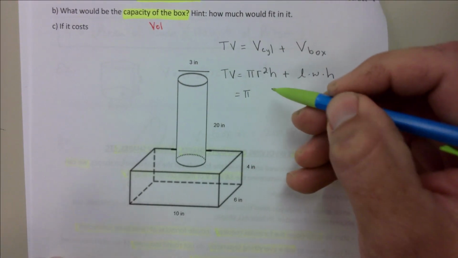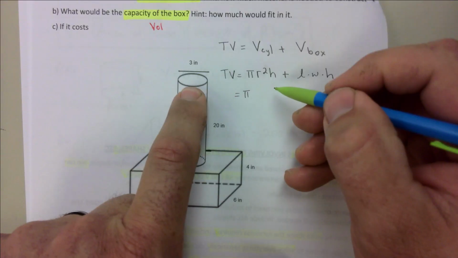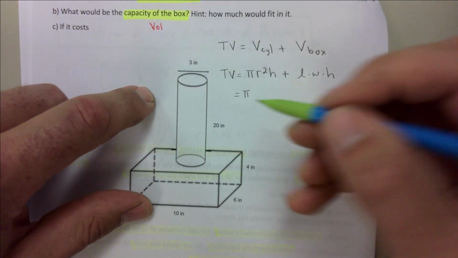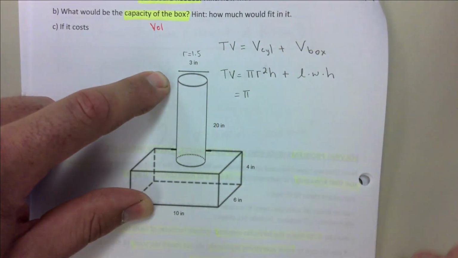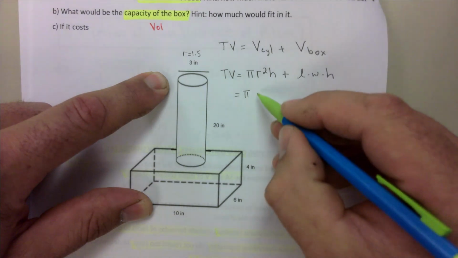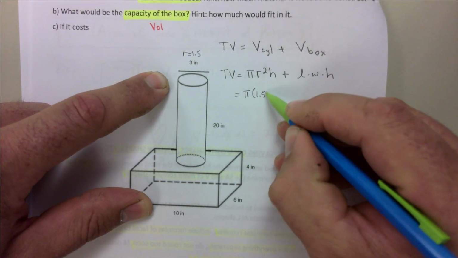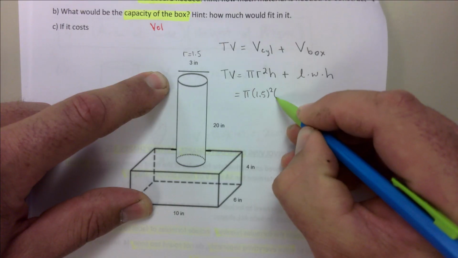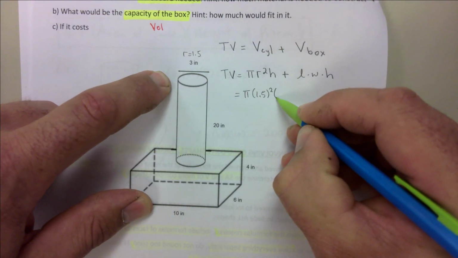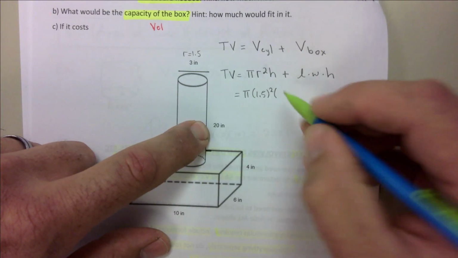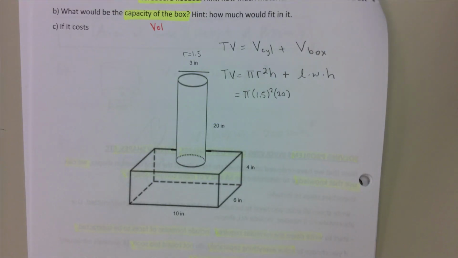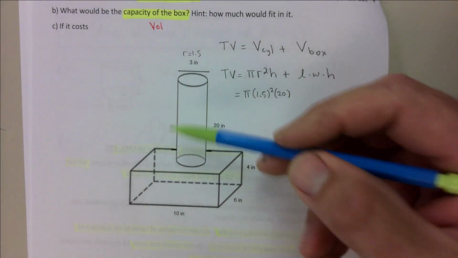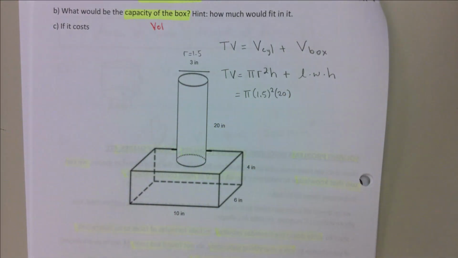Pi, do we know the radius of the cylinder? Not off the top, but we can quickly find out what it is, right? The radius is 1.5. So I'm going to plug that in here, 1.5 squared. Do I know the height of the cylinder? 20. Sometimes, guys, you might think you don't know it. Look again, okay? Look at the shape. Is there any way that I can find numbers that are alongside it to figure it out?